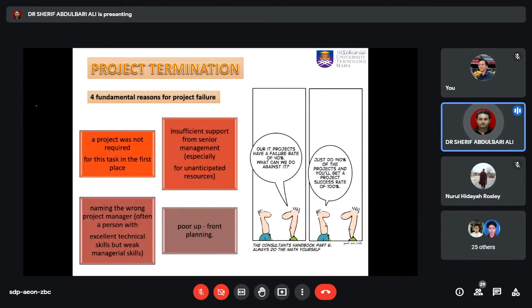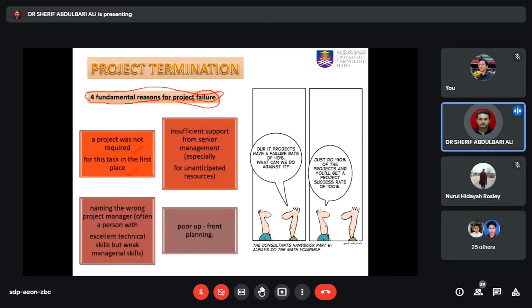So on project terminations, there are fundamental reasons for project failure. These are the fundamental reasons why a project will fail. First, if the project was not required for the task in the first place. It means sometimes you want to make a project, but actually you shouldn't do it. There is no necessity to do it. So of course it will fail.